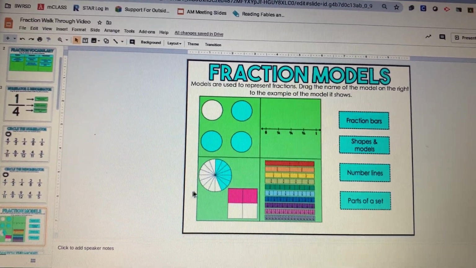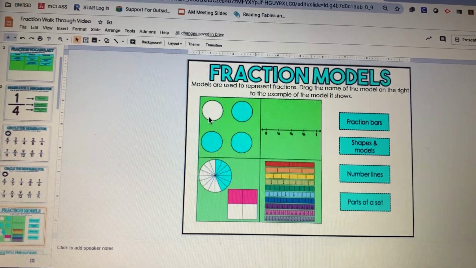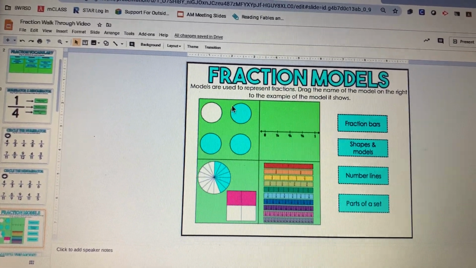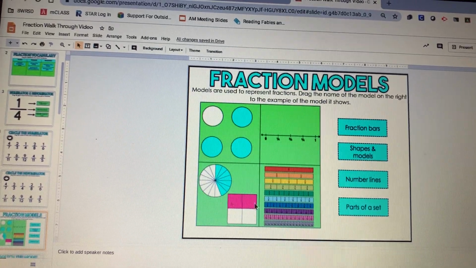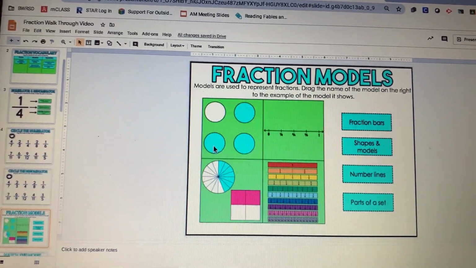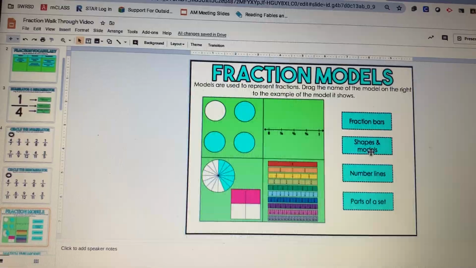This is just 4 different ways to represent fractions. So this is showing 1/4. This one is showing 2/4, and so on, okay? So you have to make sure you're trying to figure out why the colors are different and go from there.